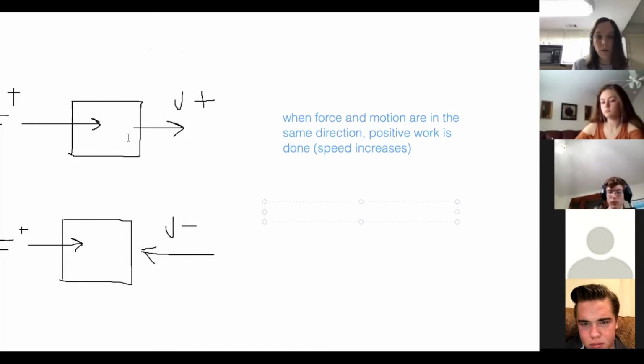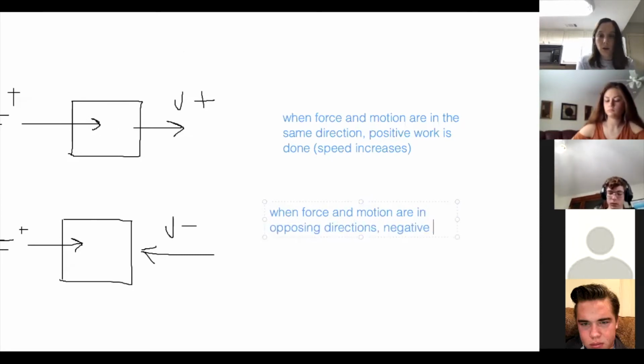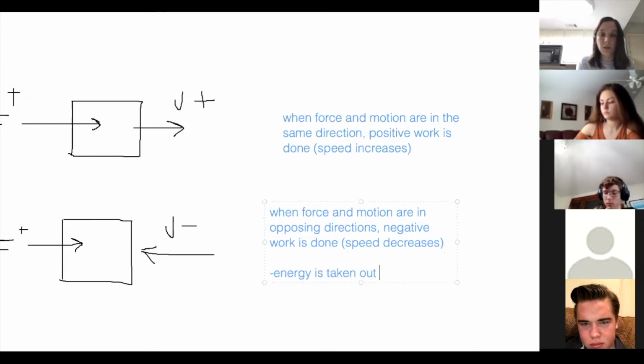So positive work would result in an increase in the system's energy. The box is the system, and you are either increasing its energy by making it go faster, or you are decreasing its energy by slowing it down. In this case, when force and motion are in opposing directions, negative work is done, and the speed decreases. Energy is taken out of the system, which in this case is the box.